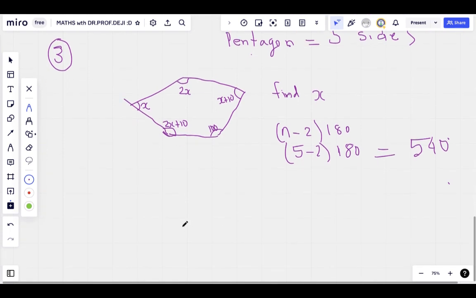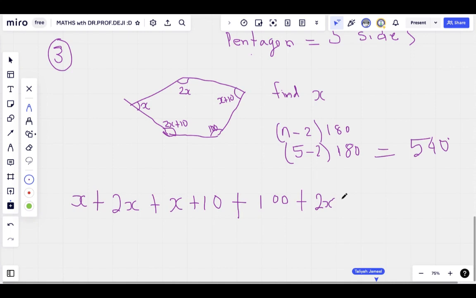Since we know the sum of a pentagon, now we start by adding all the interior angles. x degrees plus 2x, plus the next one, x plus 10, plus the next one, which is 100, then plus 2x plus 10, then equal to, because we've added all of them, 540 degrees.